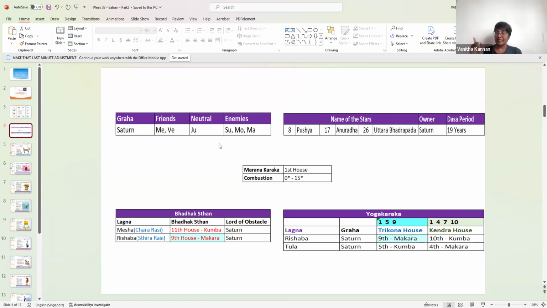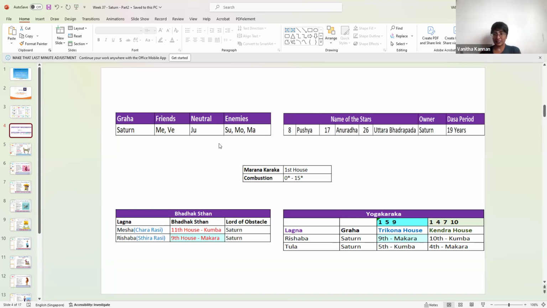Okay. Saturn's friends are Mercury and Venus. Jupiter is the neutral one, and the enemies are whoever remain, all are enemies. How can we easily remember? Sun, Moon, and Mars. Sun is the king, Moon is the queen, Mars is the commander. So these three are the enemies to Saturn.